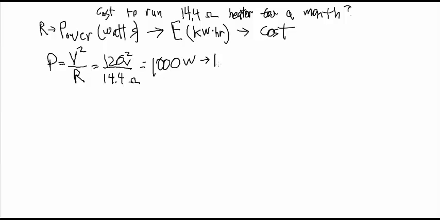Let's first convert that to kilowatts. I move the decimal point 3 places and multiply by the number of hours in a month. A month is about 30 days. Let's convert days to hours. So we're taking the kilowatts, multiplying by the number of hours that we run the heater. That gives us kilowatt hours.